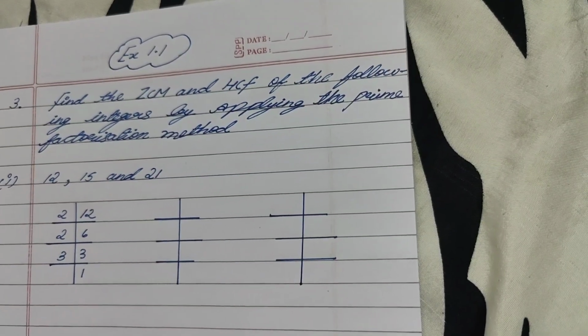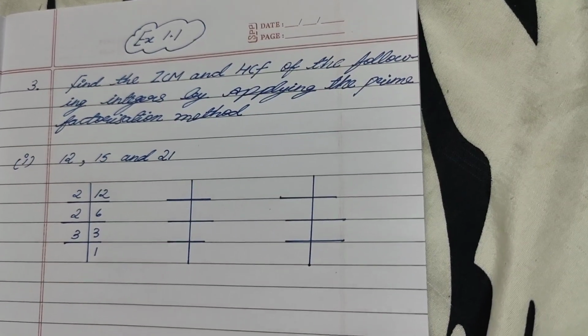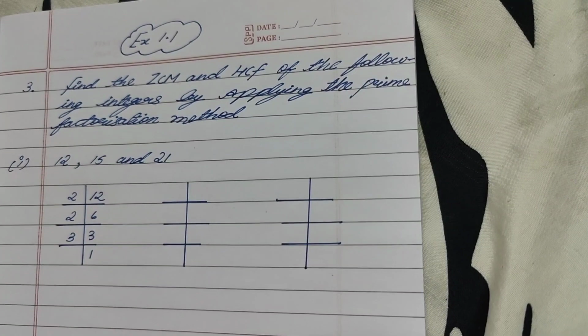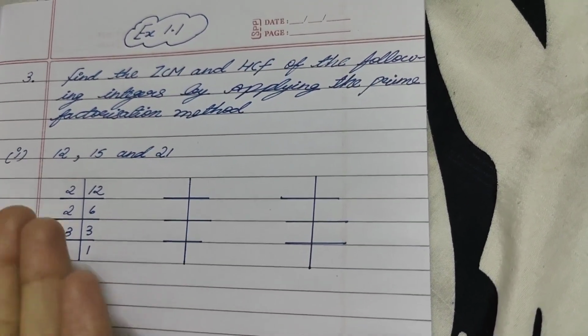Today we are going to start with exercise 1.1 question 3 part 1. As I have already made a video on question 1 and 2, you can also check that out. So let's get started. Find the LCM and HCF of the following integers by applying the prime factorization method. The first one is already done for you, the prime factorization of 12.